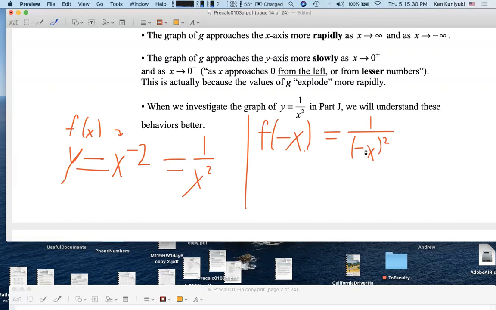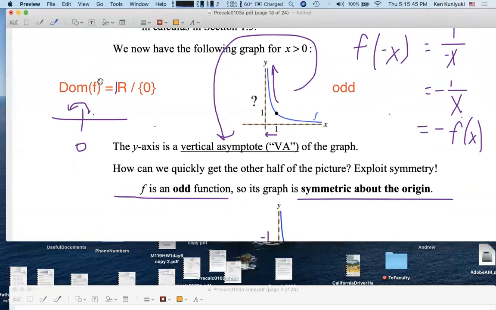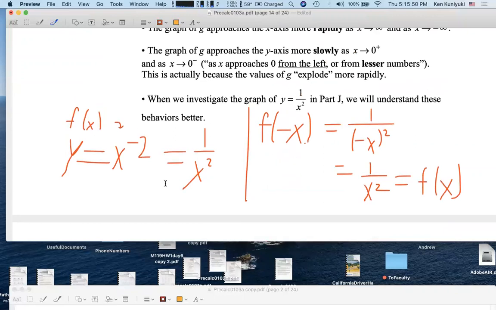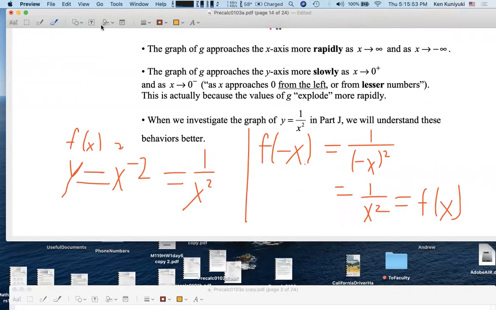Well, the square doesn't care about the negative 1 factor in here. We just end up with 1 over x squared, or f of x itself. That's true all throughout the domain, which is going to be this over here, all reals except for 0. Same domain here. Symmetric about 0. What kind of function is this? It is even, which means that the graph is symmetric about the y-axis.